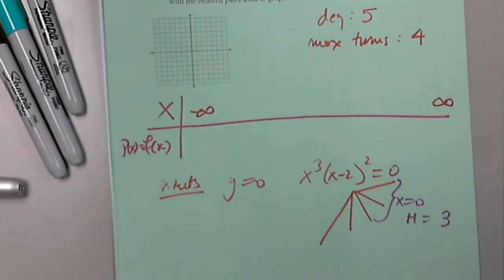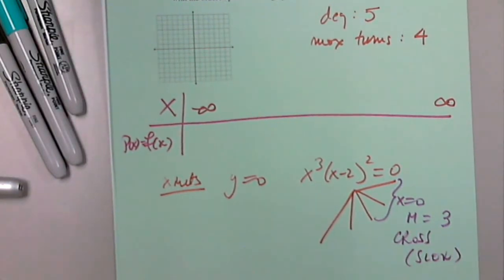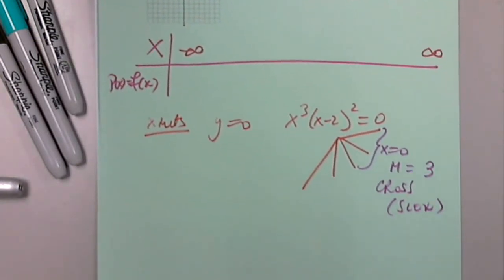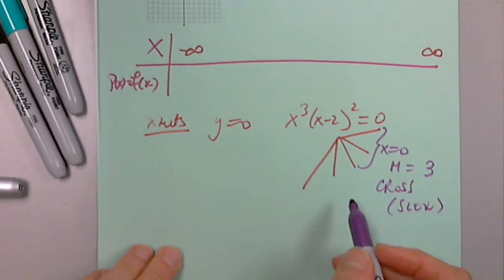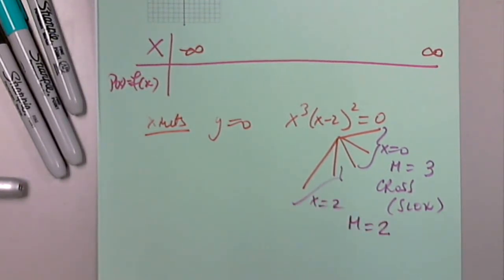What type of a cross? Like this or like this? Yes. So it's a cross, but slow. Cross, slow. Good. Anything else? Do we have anything else? Yes. X equals 2 twice. Very good. Multiplicity 2, what does that mean?